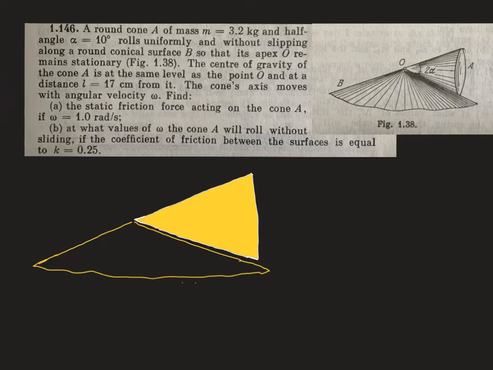So for solving this problem, let us look at the free body diagram of the cone. This is a cone having semi-vertical angle, or the semi-angle of the cone, alpha, and this is the center of gravity of the cone. Let's look at the forces acting on it. These are the forces acting on the cone: the weight mg, the normal reaction N, and the friction force F.